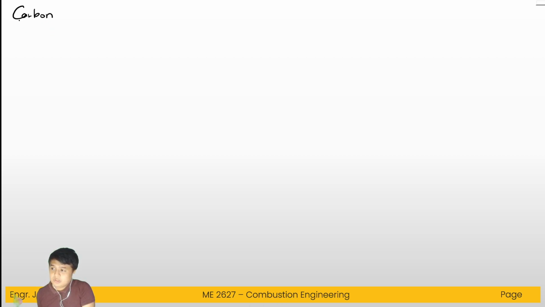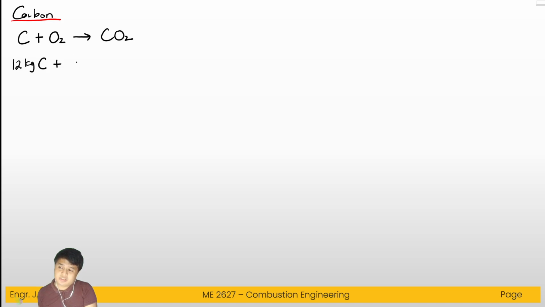For carbon, you can imagine if you have a carbon molecule, you can oxidize the carbon with oxygen, and this will form carbon dioxide, right? So this is also balanced already. If you imagine how much mass per molecule, carbon is equal to 12, so you have 12 kilograms of carbon plus oxygen. Oxygen's molecular weight is 16, so 16 times 2 is 32. So you have 32 kilograms of oxygen to form how much?